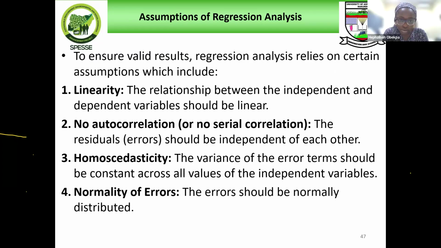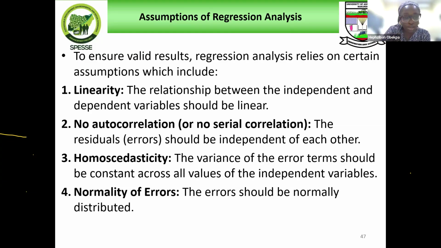The third assumption is homoscedasticity. Are we following? Yes, ma'am. What does homoscedasticity say? It says the variance of the error term should be constant across all the values of the independent variable. So we are saying that variance, that's the gap from the error term. If you find the mean, the gap of one error term to the mean and the gap of another error term to the mean should be constant across all the values of the independent variable. So just know that there must be homoscedasticity.